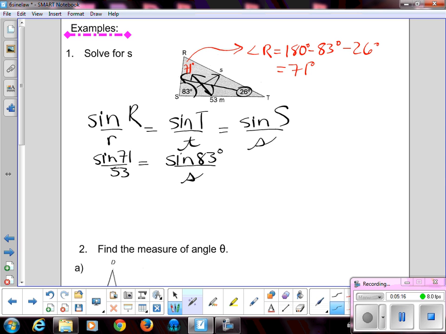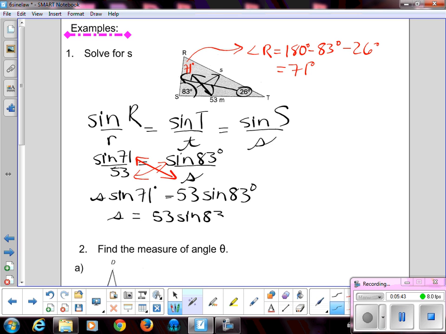Now it's just a matter of cross multiplying and dividing. So really that skill is something that we use a lot in this course and actually in all math courses. So we have s sine of 71 equals 53 sine of 83. And to get s by itself, we divide both sides by the sine of 71. So I'll write that down as well.